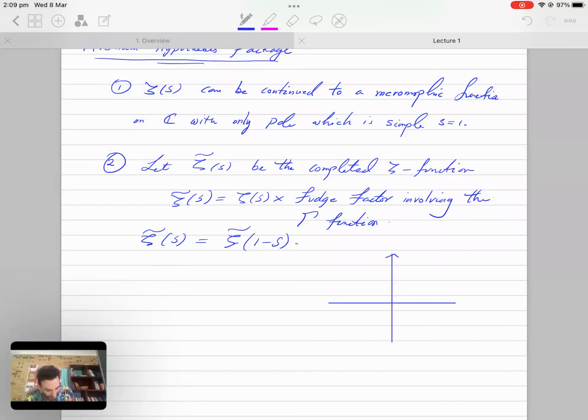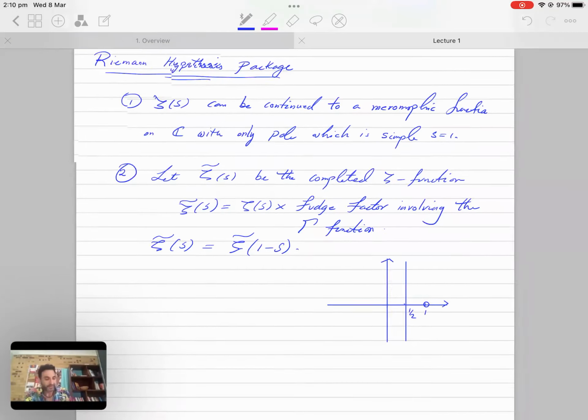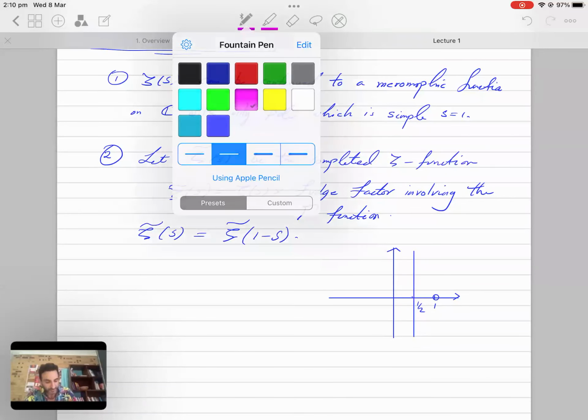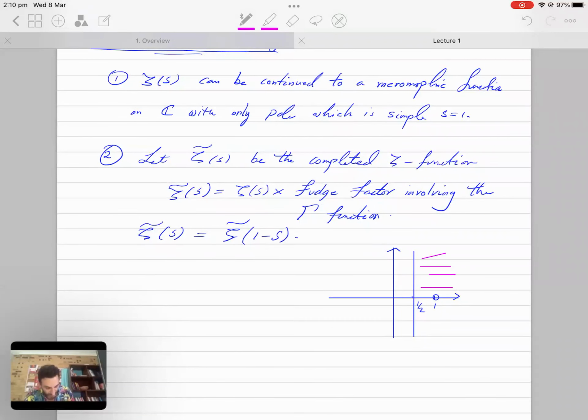So if you consider the complex plane, which looks like this, this is the 1, which is where the singularity is. So let me denote it like that. And then we have here 1/2. And this is the critical line, so to speak. And there's a symmetry. Riemann says that there is a symmetry, this function on this side and on this side.